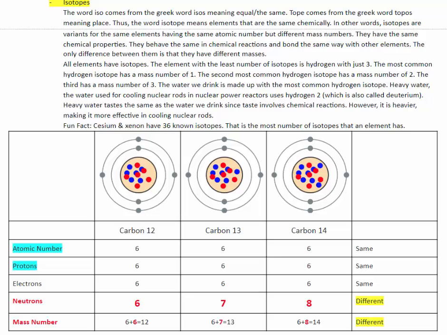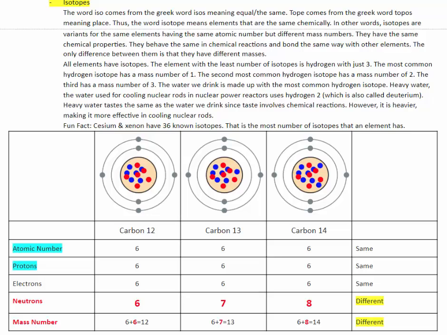Isotopes come from the words iso and tope. Iso means the same, and tope here is referring to element. So isotopes are variants of the same element, meaning they have the same atomic number, the same number of protons, but they have different mass numbers. They are the same element, but different mass numbers.